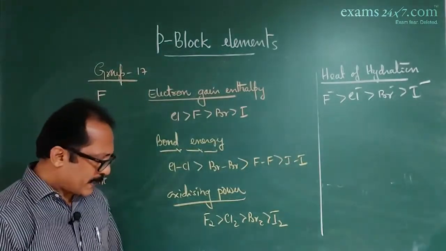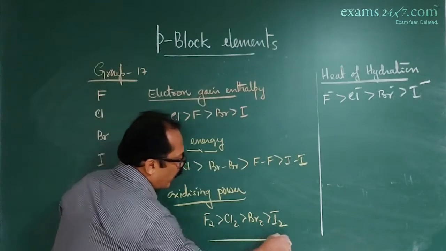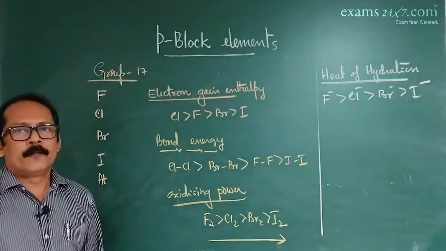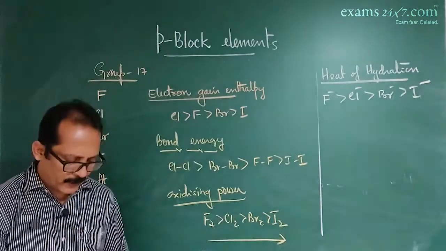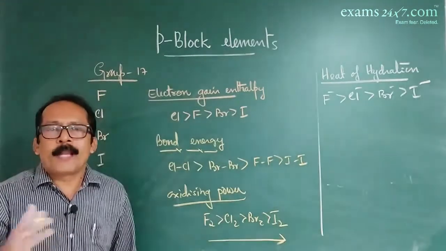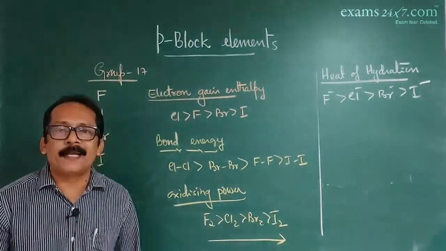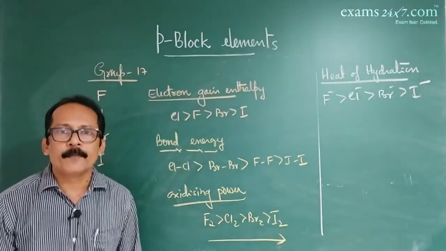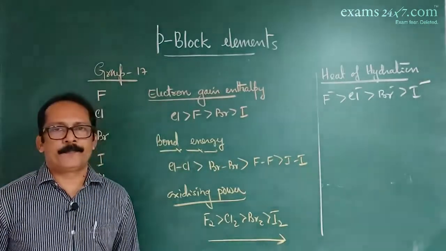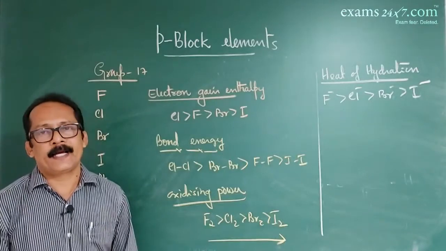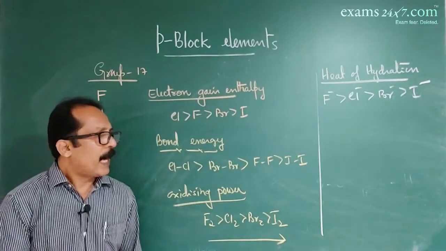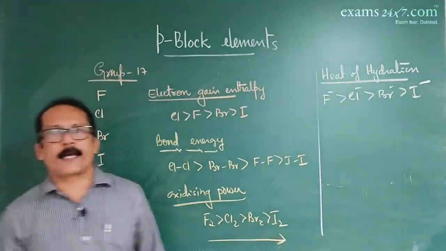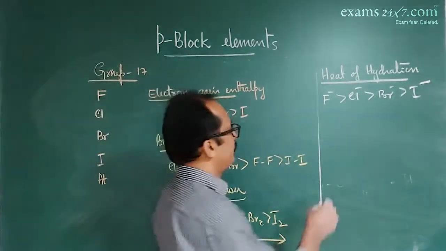Similarly, we will go for reactivity. Reactivity follows the same order. The most reactive is fluorine, then comes chlorine, bromine and iodine. Now, when halogen combines with other elements except helium, neon or argon, they form binary halides. Now, it's about the ionic character of binary halides.